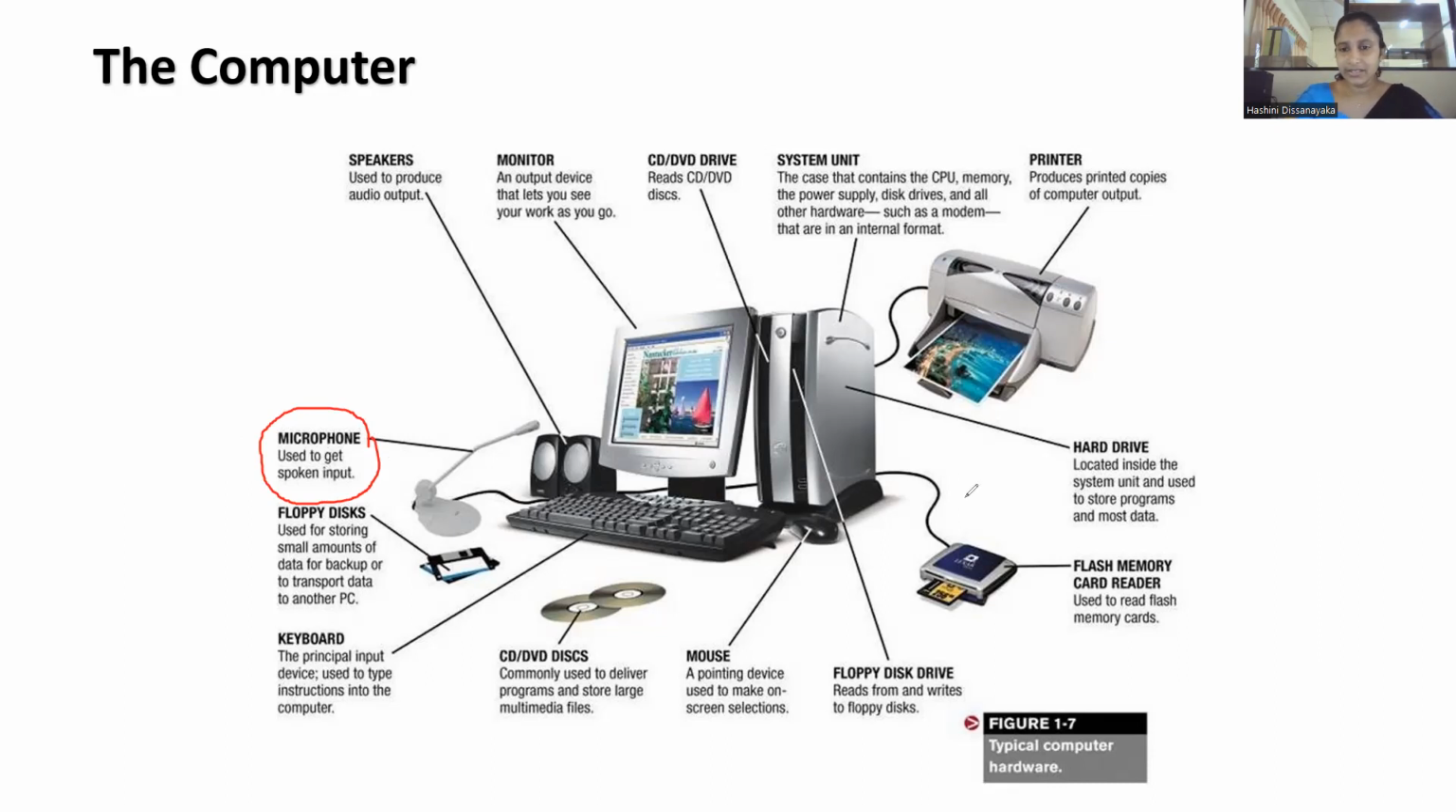Then other one is keyboard. You can see image. The principal input device used to type instructions into computer. Normally keyboard එක use කරන හැමෝම familiar මේ device එකත් එක්ක. Keyboard එක කියන්නේ kind of input device, right?